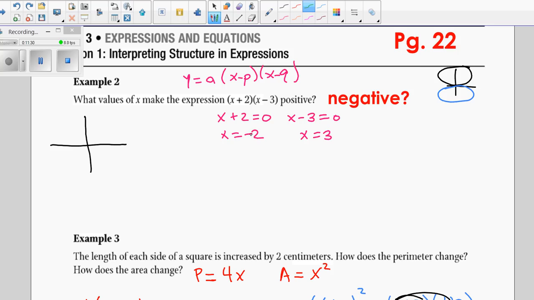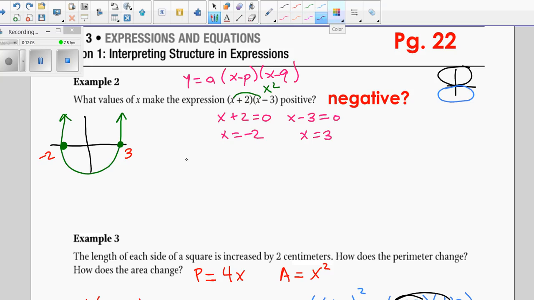I know that I have an x-intercept at the x value of -2, so that's somewhere over here. I know that I have one at the positive x value of 3, so that's somewhere over here. I need to decide whether my function opens up or opens down. This gives me a positive x squared, so a is positive 1. That means my function will be going up, so my function looks like this, just a sketch of it. I want to label where these x-intercepts are: this one's at -2, and this one is at the x value of 3.